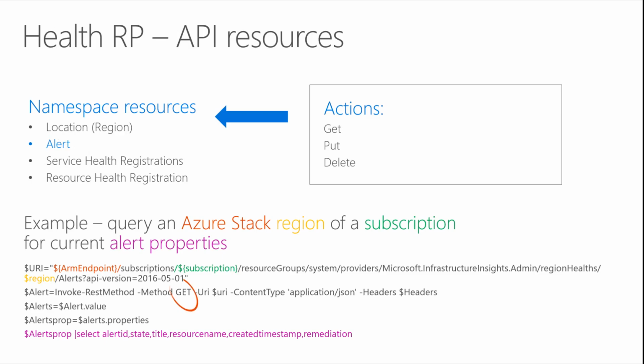Health resource provider API resources. Again, location, alert, service health registrations, resource health registration. And there's an example here at the bottom of how to query an Azure Stack region of a subscription for current alert properties. You see at the bottom, they have these color coded, which is nice. So the alert properties are the last line in purple. So we have the alert ID, the state, title, resource name, created timestamp, and remediation.